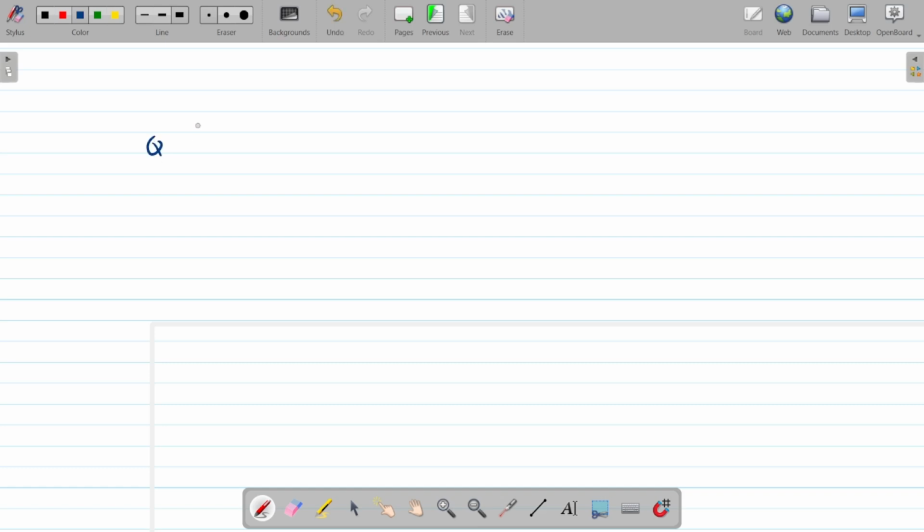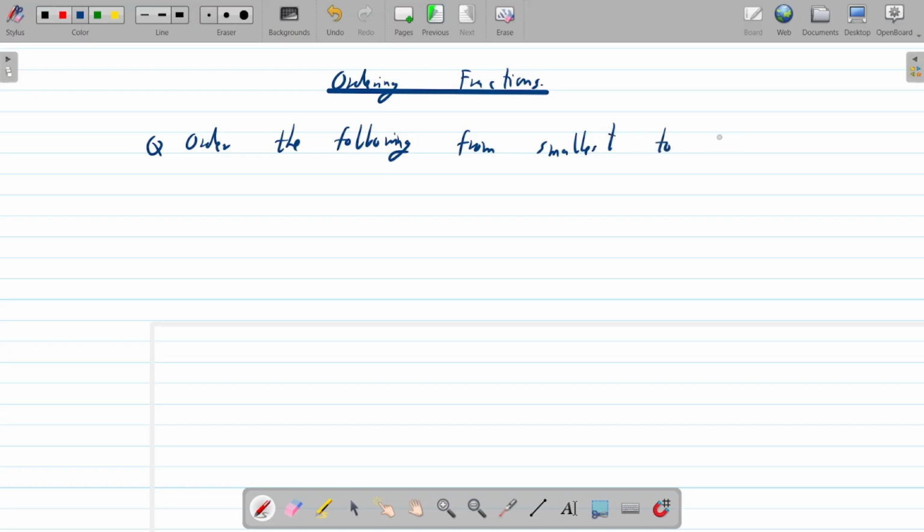Let's say ordering fractions. Order the following from smallest to largest, or they could say in ascending order or descending order. Now, your numbers would be, let's say, 26%, 270 by 10, 36 divided by 2, and 3.6. Now, these are all your options.